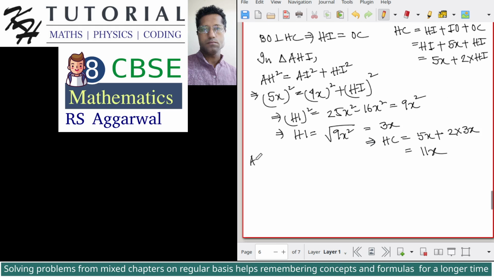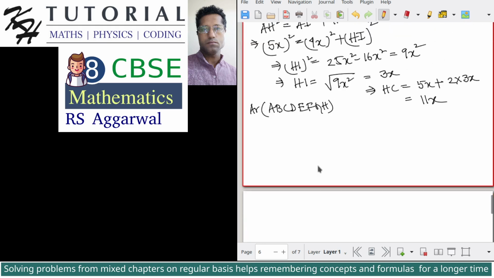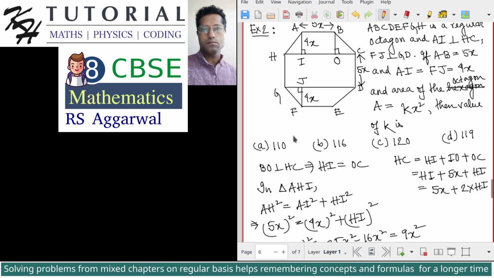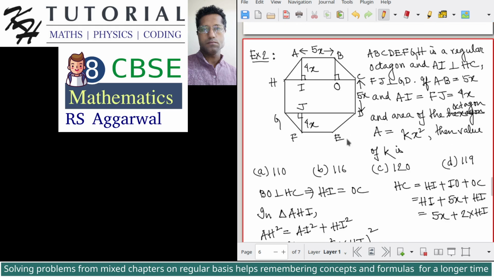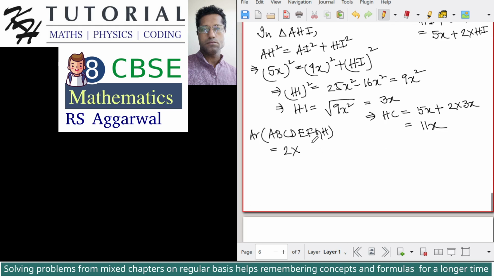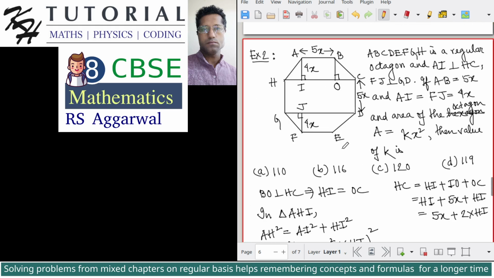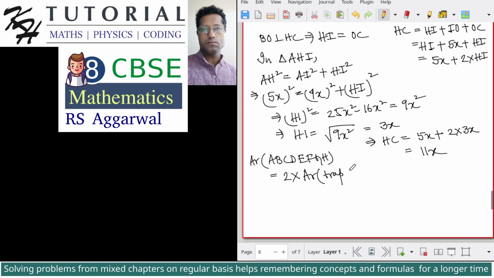So area of ABCDEFGH will be the area of the entire octagon. The regular octagon will be twice, since both the trapezium above the rectangle and below the rectangle are congruent, so their area will be the same. So twice the area of trapezium. The above trapezium is ABCH, plus we have the area of the rectangle.